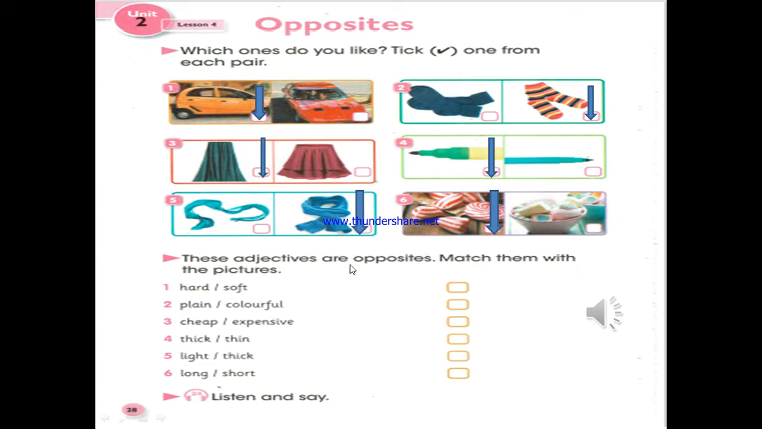These adjectives are opposites. هاي هنا الصفات هي شو تكون معاكسات. Match them with the pictures. Okay. These pictures, it's opposite. هذه الصور هي عبارة عن opposite. But we don't know it. Okay. We should write the number of the picture here. راح نكتب رقم الصورة هنا in front of the opposite. مقابل المعاكسات. Okay. Number one.